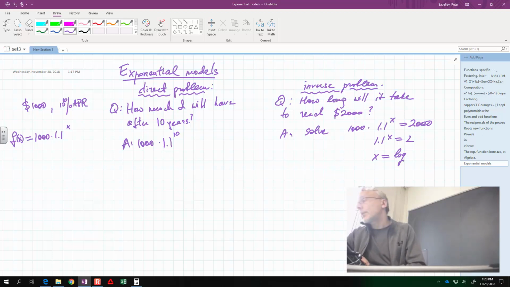There are two numbers left, 1.1 and 2. Which one is the base? No, the base is the base on which the exponential function is residing. X is the exponent. It's on top of the base. Okay, so 1.1 is the base. Log base 1.1 of 2. That's the answer.